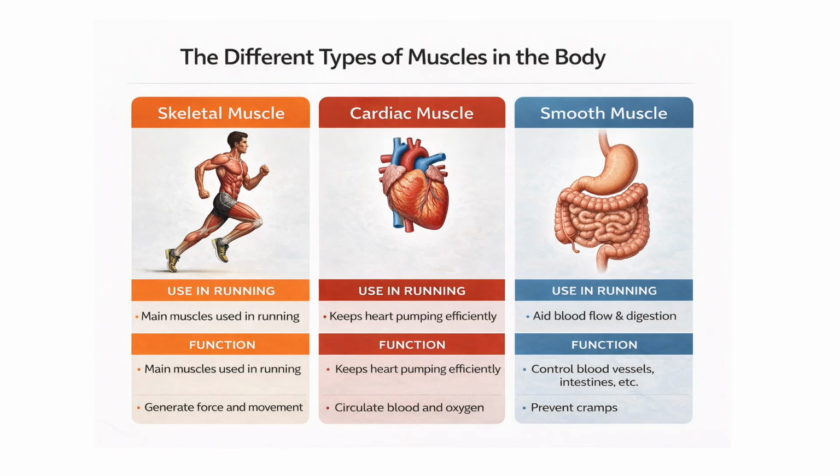They act through what is called the autonomic system, the hormonal system, or stress mechanisms to move substances or regulate diameter. During running, they aid in blood flow and digestion. They also control blood vessel and intestine diameter. They help in preventing cramps.